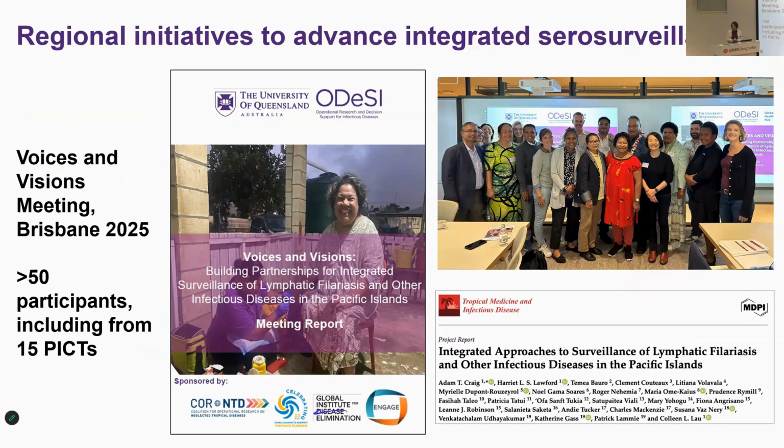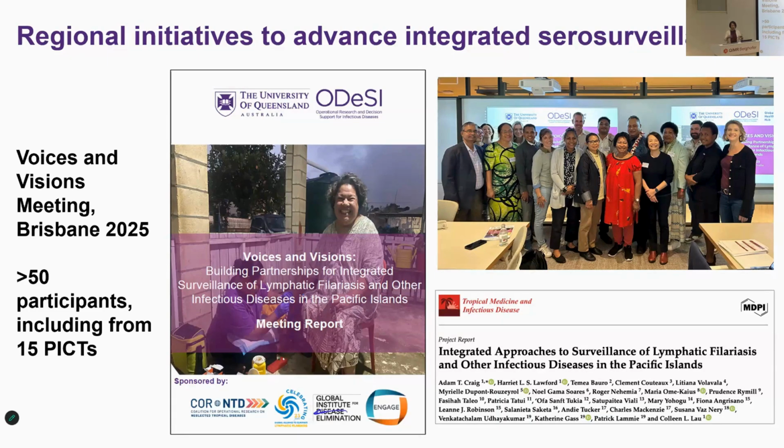Okay, so those are just a few examples of studies. We have a few more that are happening this year across the Pacific. But I also want to share that we're involved in a few regional initiatives that would be great for the Centre of Tropical Health and Emerging Diseases to be part of, to advance this integrated serosurveillance approach. Last year we ran a meeting called a Voices and Visions meeting, where we had people from about 15 Pacific Island countries and territories to talk about how we can make this work.